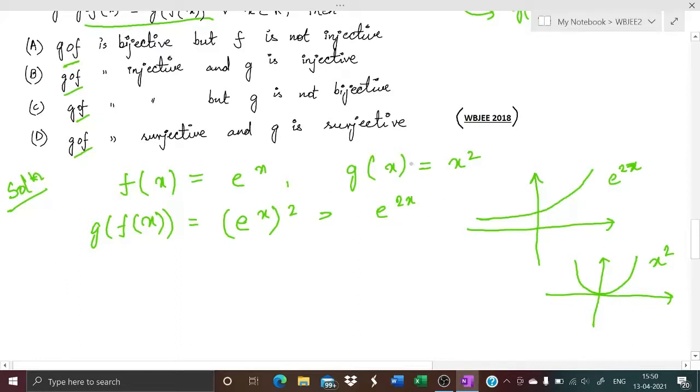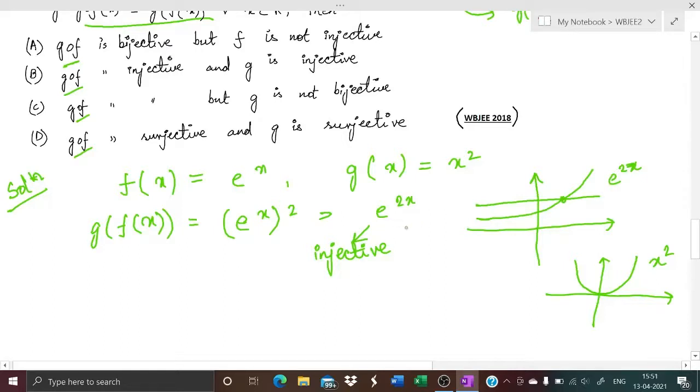What will be about g of f of x, g of f of x to the power 2x. This one is definitely injective. Why? Because if I draw a line parallel to the x-axis, it will cut the graph at only one point. So this is definitely injective. Okay. Now what about bijective?